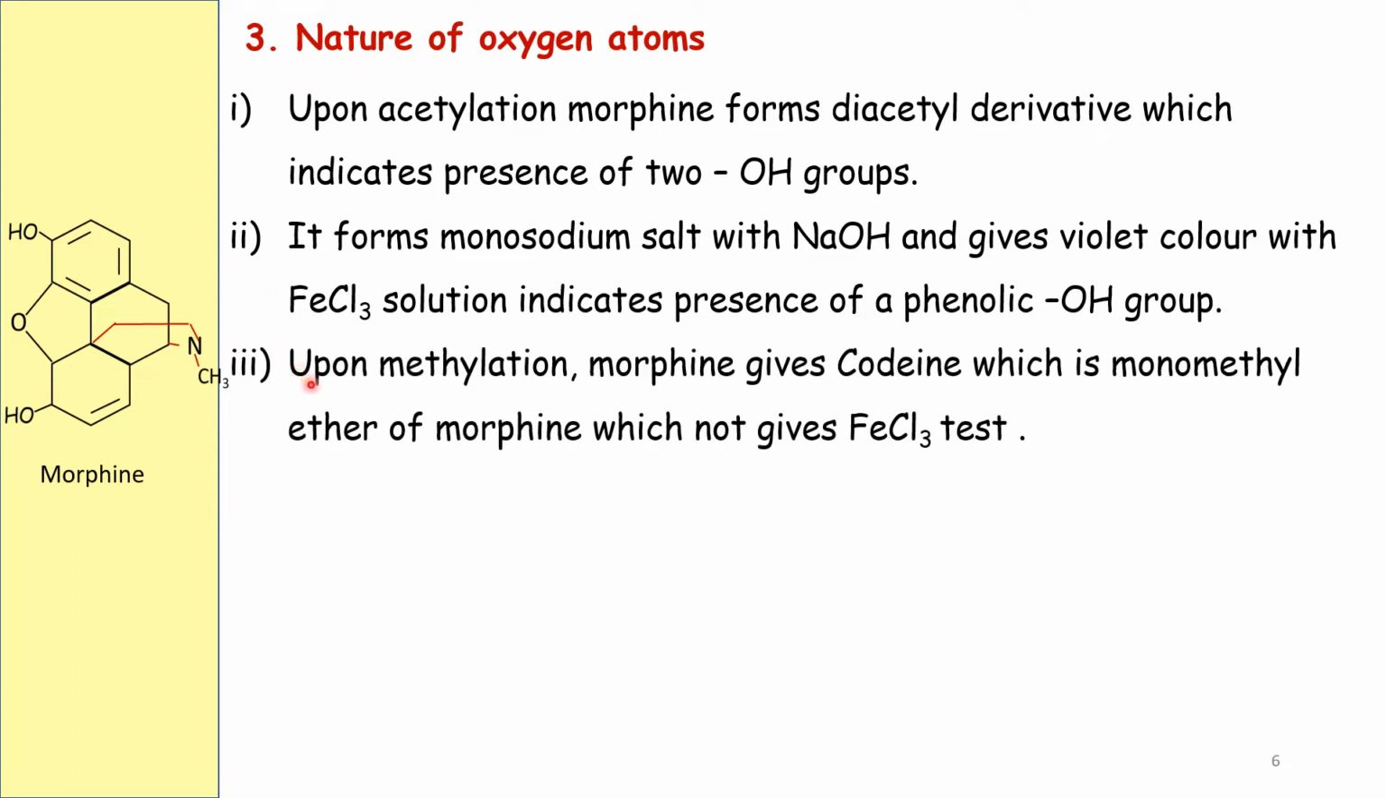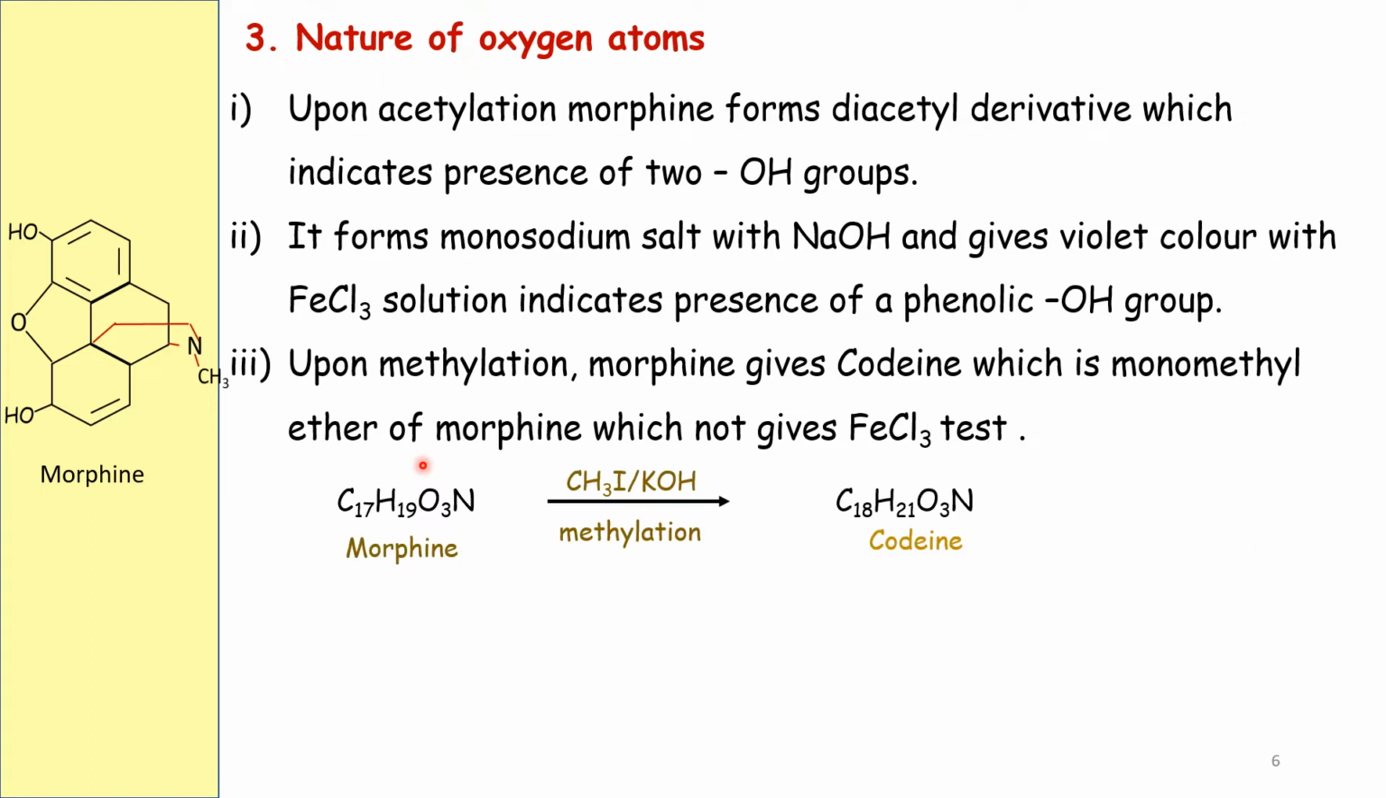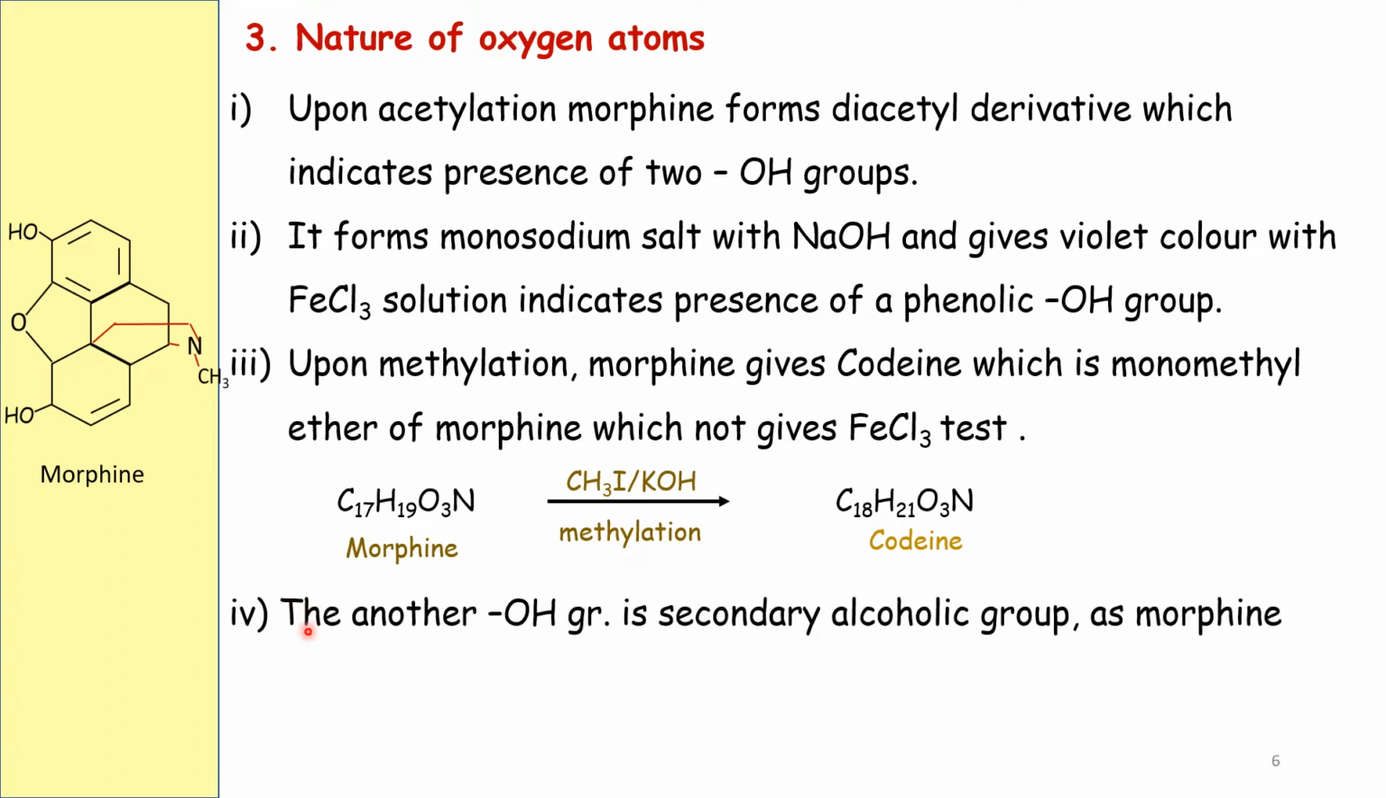Upon methylation, morphine gives codeine, which is the monomethyl ether of morphine, and which does not give the ferric chloride test. That is, this OH group upon methylation forms a monomethyl derivative, and it does not give the FeCl3 test, that is, violet coloration. This also indicates presence of a phenolic OH group in it. The other OH group is a secondary alcoholic group. This is the secondary alcoholic group.